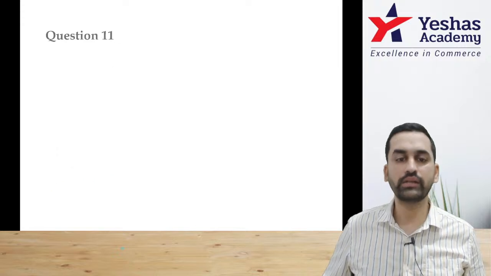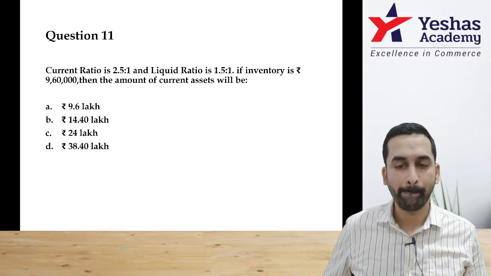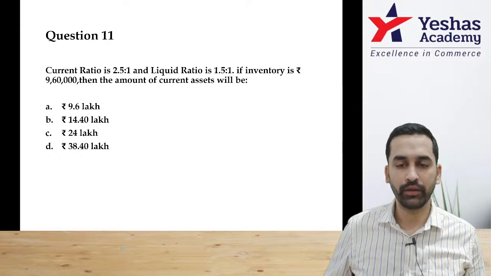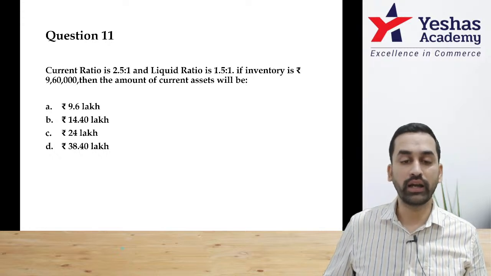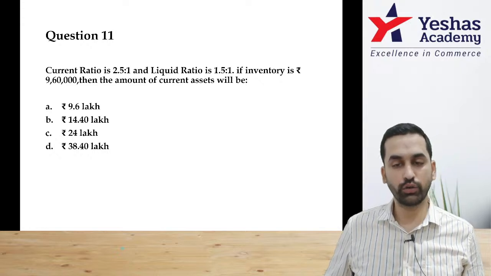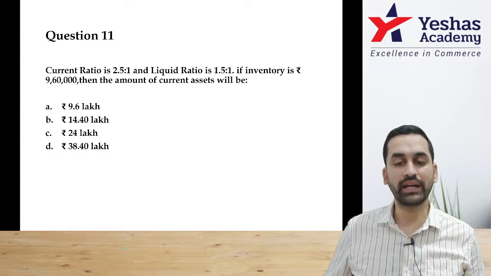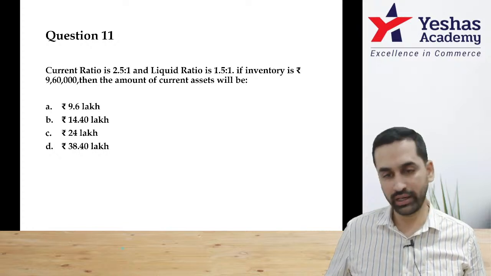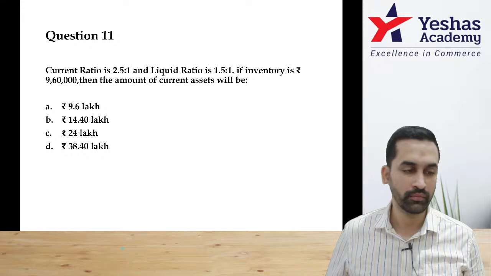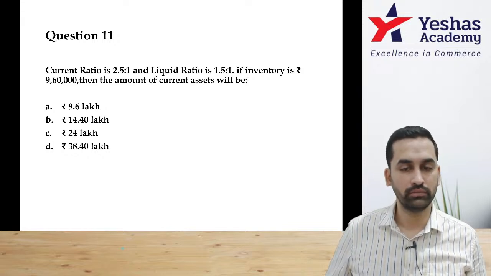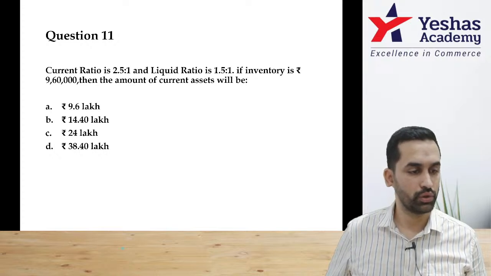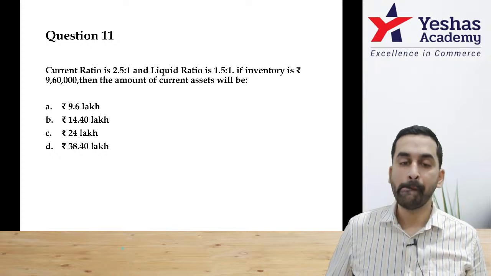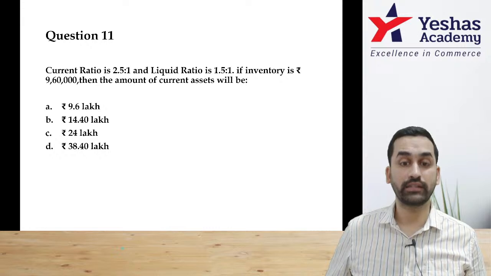Yeah, right, sir. Question 11. Now tell me, your favorite question came now. Inventory is given. Very good. Current ratio 2.5, liquid ratio 1.5. If inventory is 9,60,000, then how much is the current asset figure? Go ahead now, give a try. Now at least read properly what they want. Please, no silly mistakes. Amount of current asset they are asking you.